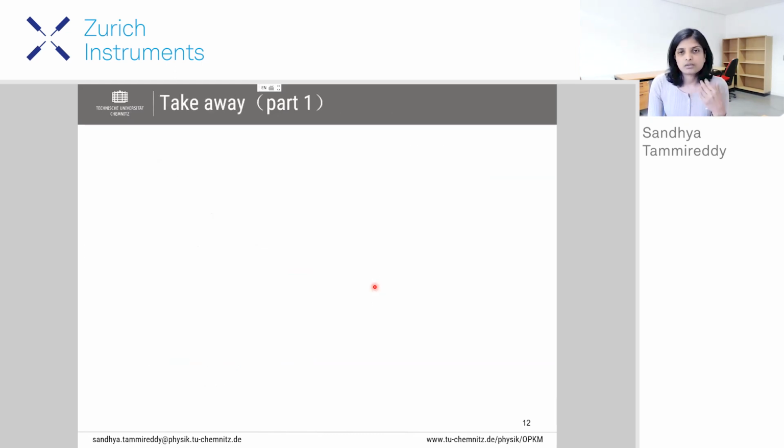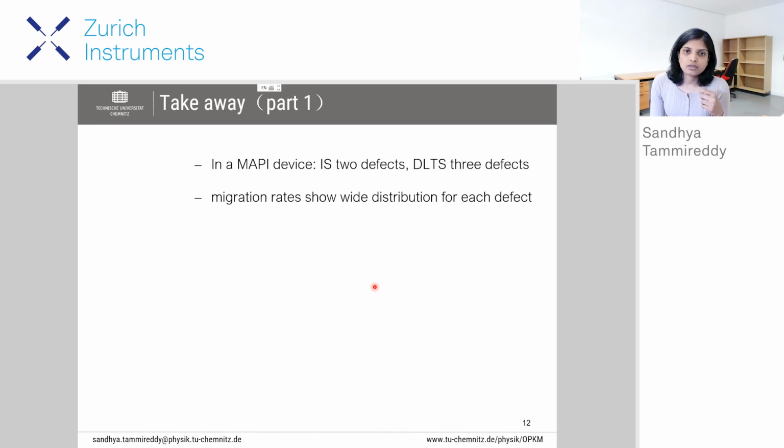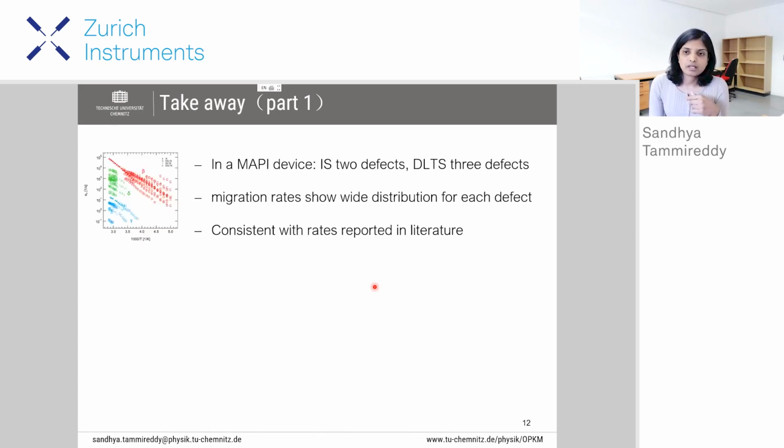So briefly, to summarize what we saw so far: there are two defects that are visible in impedance spectroscopy of a MAPbI device, and three defects in DLTS. Even though the rates are a bit wider apart in different modes of DLTS, all belong to the same defect distribution, and these results are consistent with the literature.